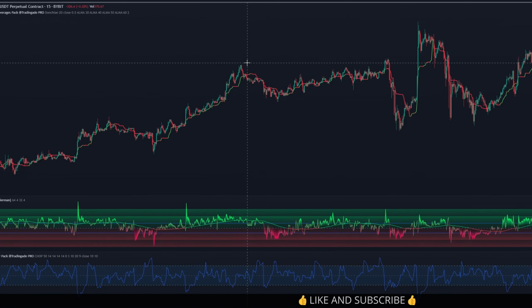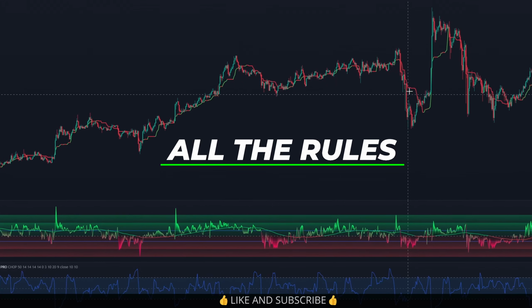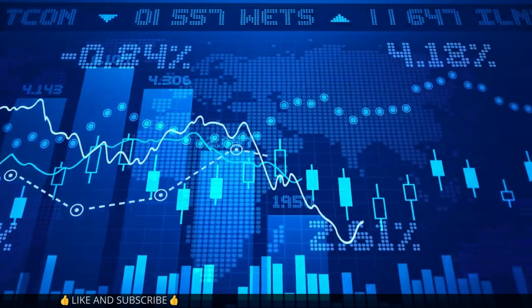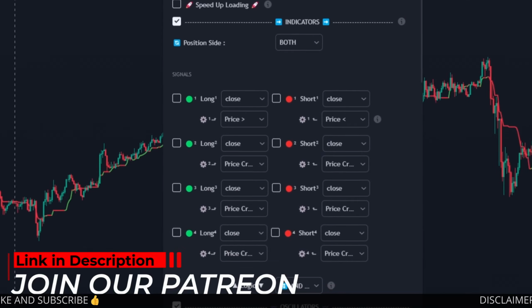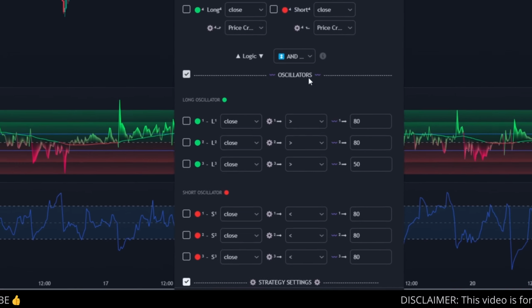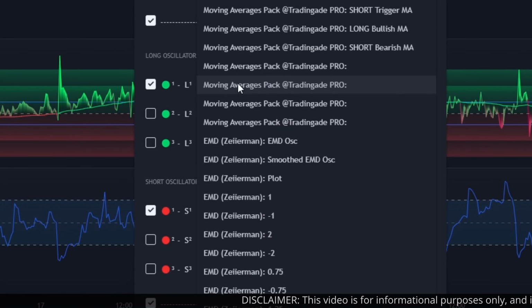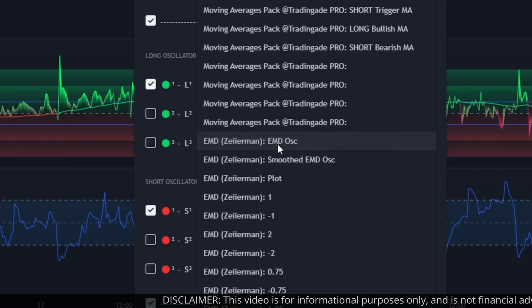That's perfect, guys. We have explained all the rules of our strategy. Now we are ready to combine all of this using a powerful tool to build strategies, which is our strategy builder. We are dealing with an oscillator. We're gonna go in the oscillator section, turn on one signal for long, one for short, and select the EMD Oscillator line.